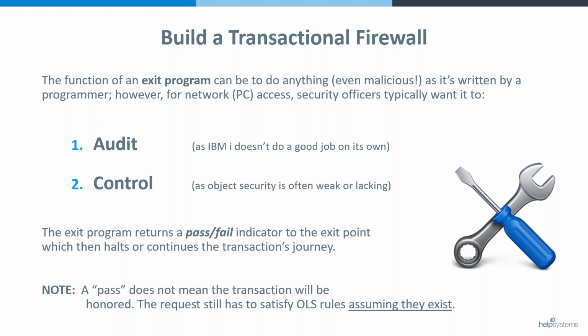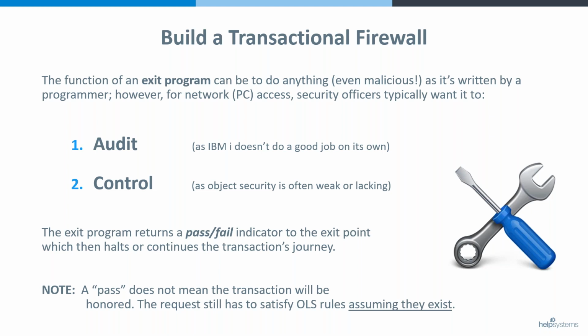So IBM knew that our object level security layer in my little chart was probably grayed out. And so they said, we're going to give you some additional controls you can leverage. The exit program in this equation is what does the work. It's actually going to be invoked by the application, in our case, IBM i. It's going to be passed a whole slew of information about the request.